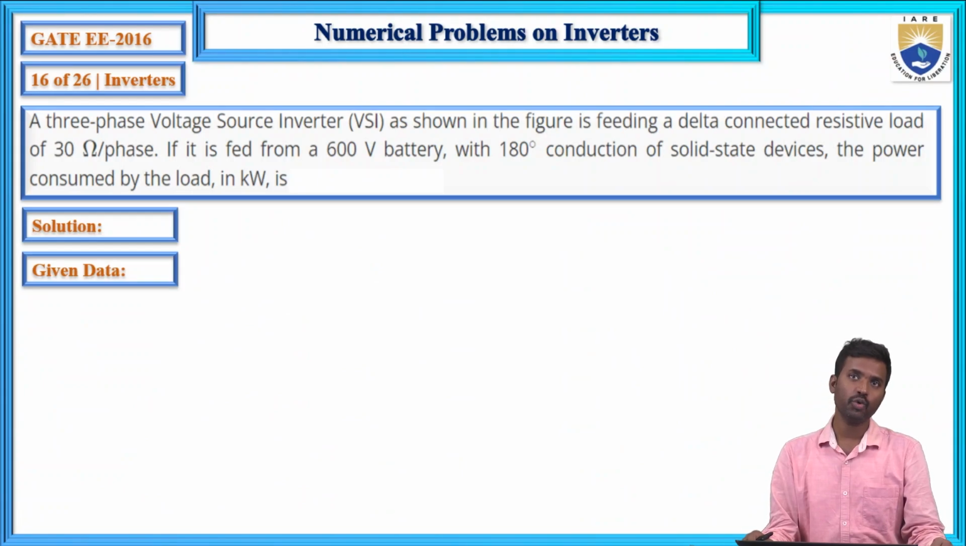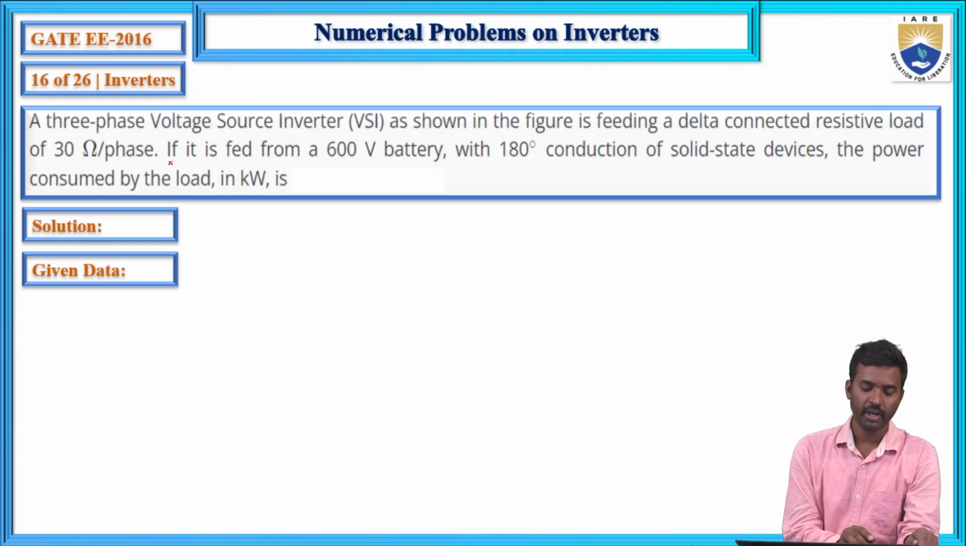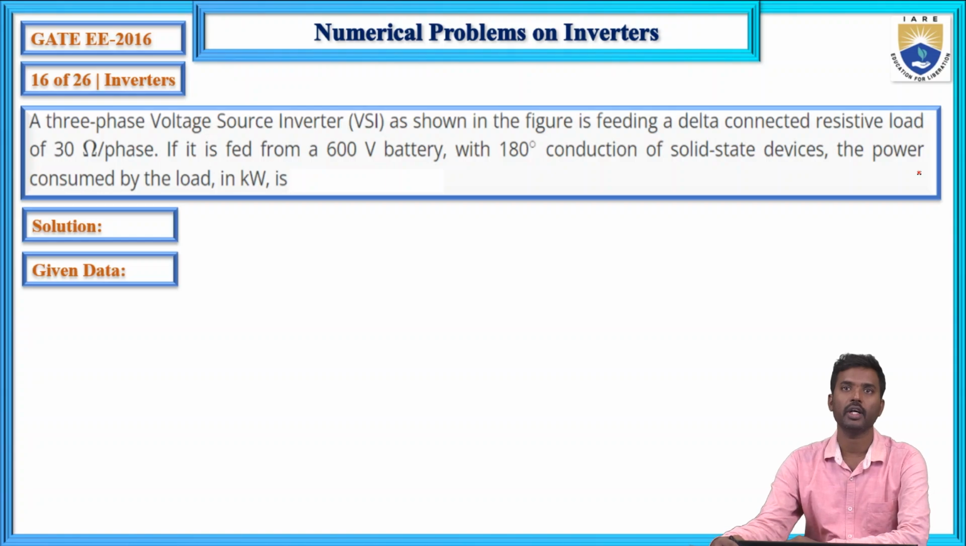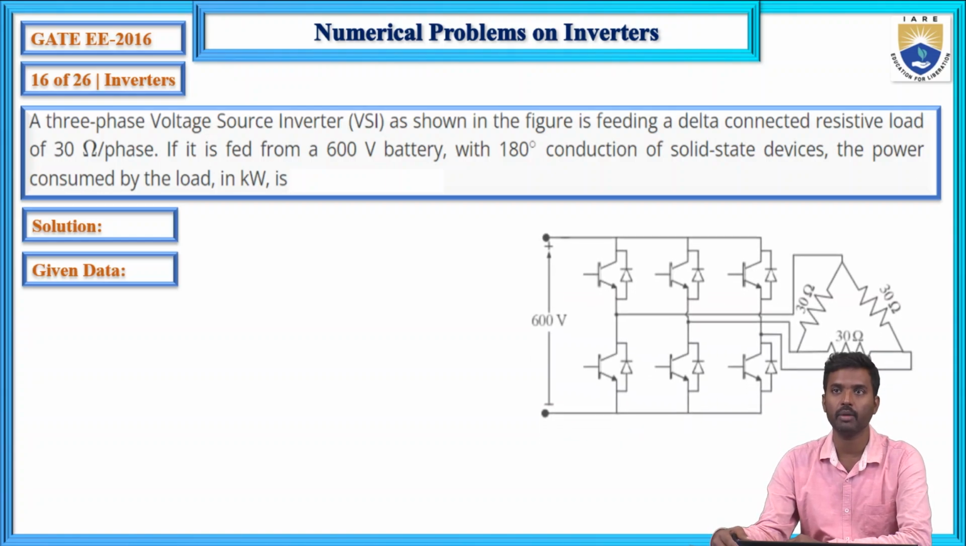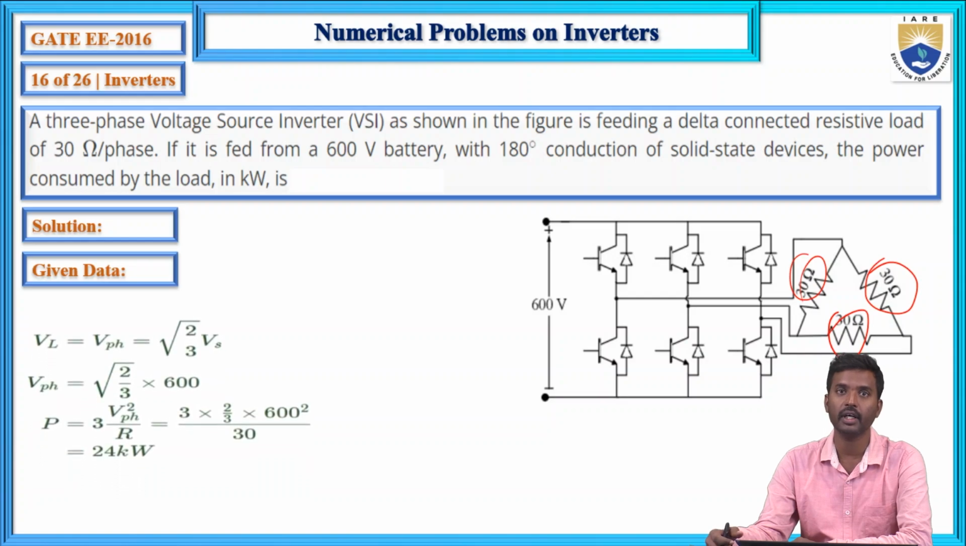Next, a three-phase voltage source inverter as shown in the figure is feeding a delta connected resistive load of 30 ohms per phase. It is fed from a 600 volt battery with 180 degrees conduction of the solid state devices. Find the power consumed by the load. We already discussed a similar type of problem, a balanced load, but in the previous session we discussed the delta connection.